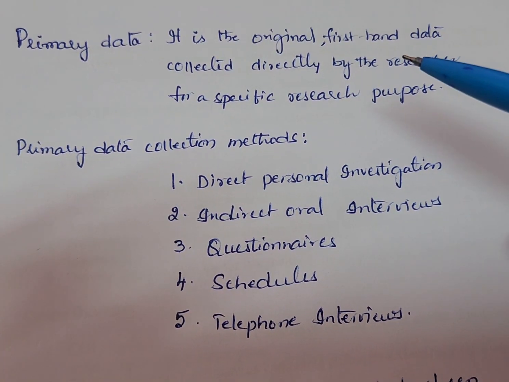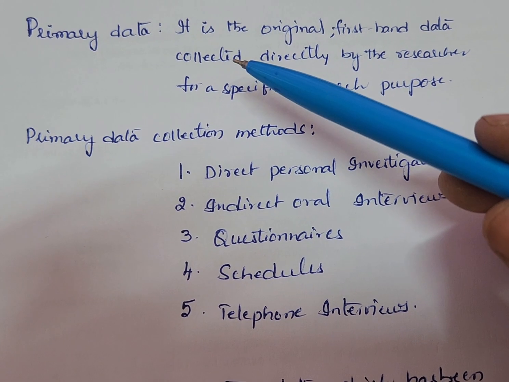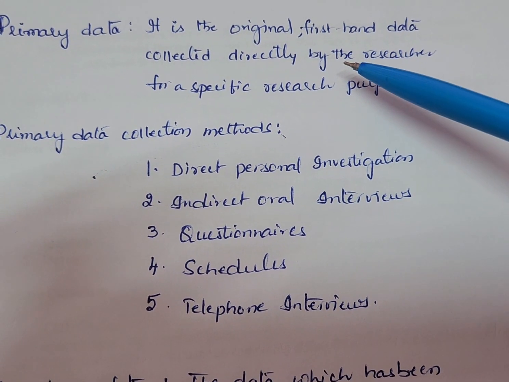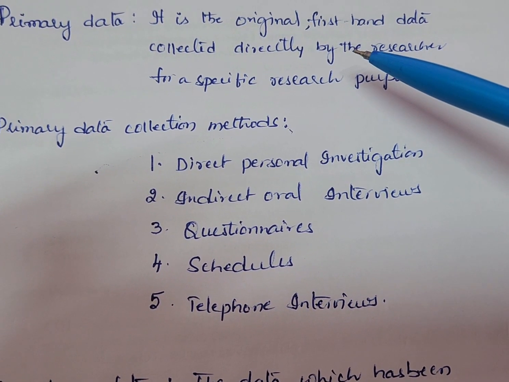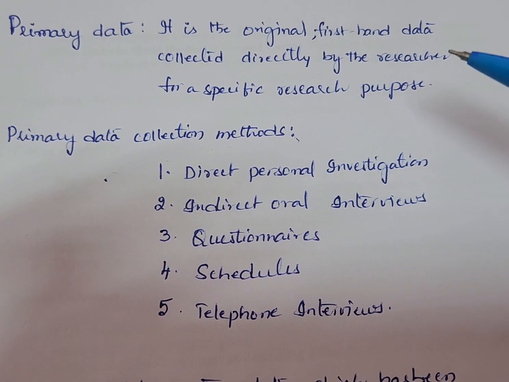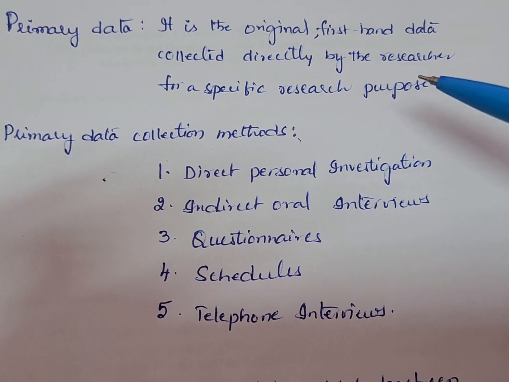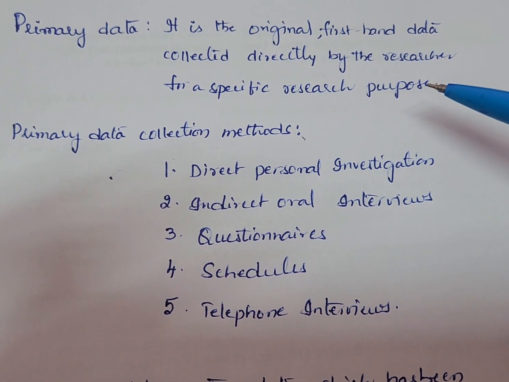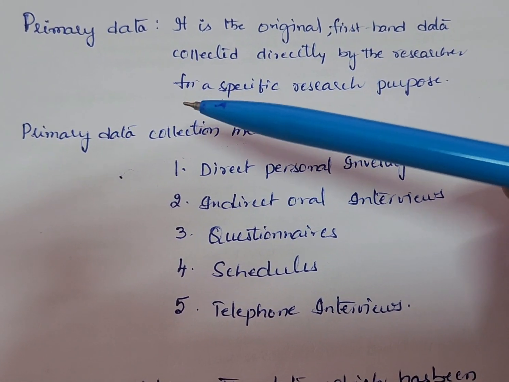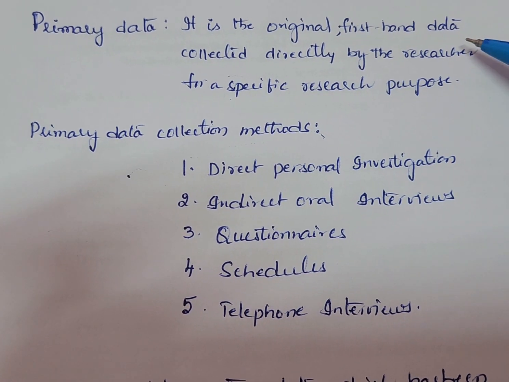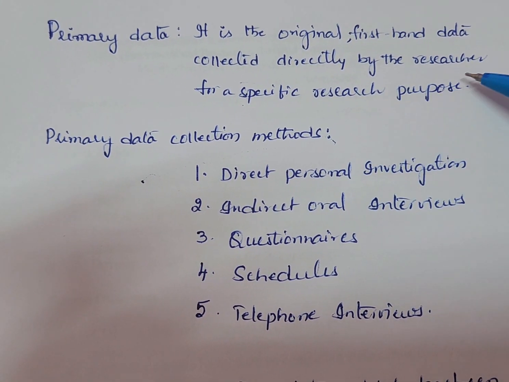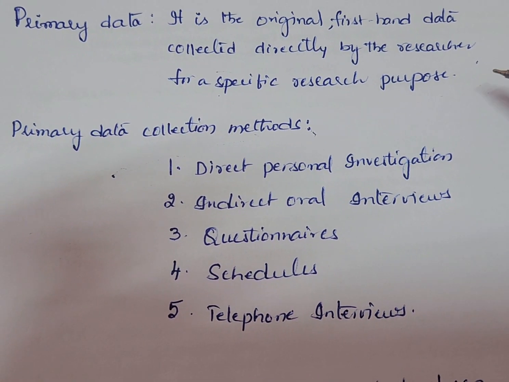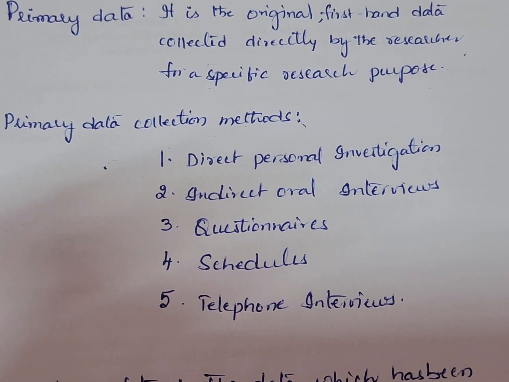Hi everyone, in this video we are going to learn about primary data and primary data collection methods. First of all, the definition of primary data. The data which is collected directly from the field by the researcher is called primary data. The exact definition is: it is the original first-hand data collected directly by the researcher for a specific research purpose. So this is the definition of primary data.